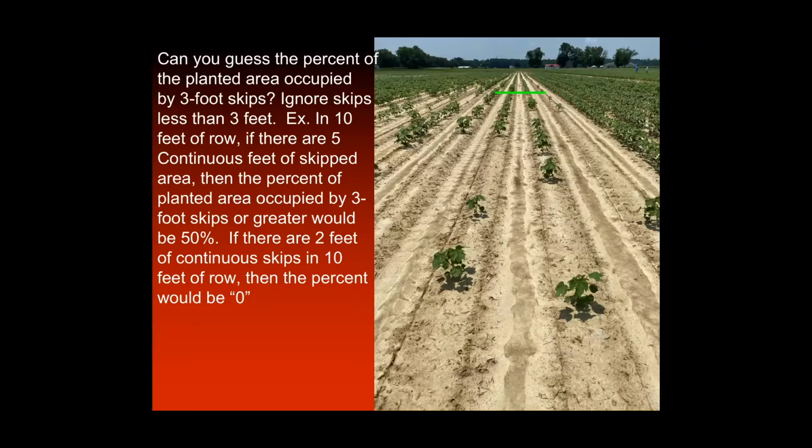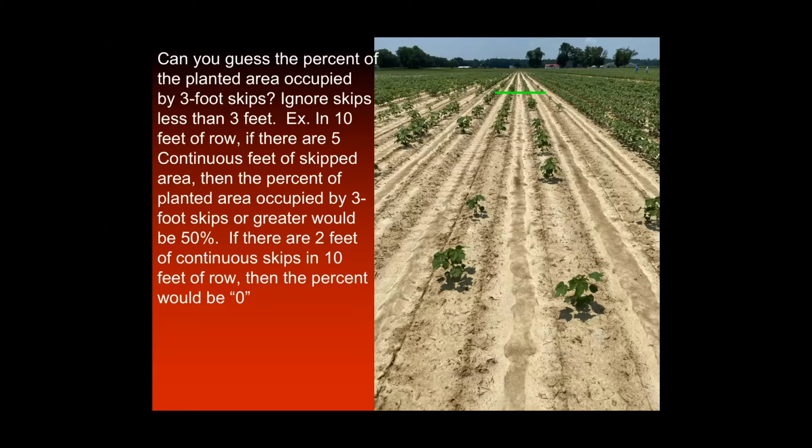So set that aside. We wanted to use this as a training exercise. What I want you to do here is just take a minute and see if you can guess the percent of the planted area occupied by 3-foot skips or greater. Now just focus at the bottom of the picture that you see here, up to the green line, just that area and just those middle 2 rows. That's the only area you need to evaluate.